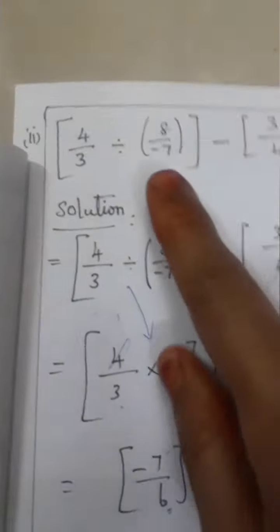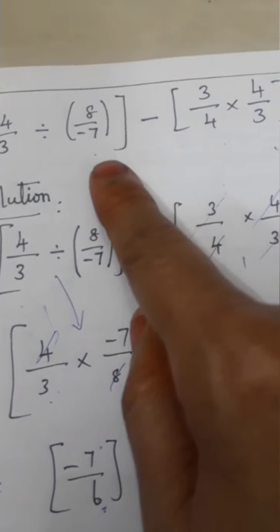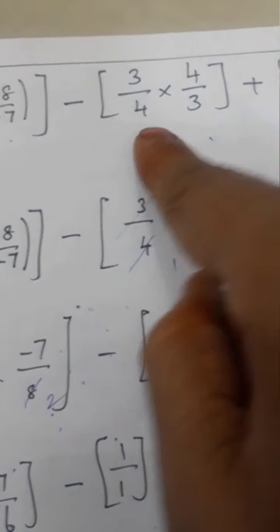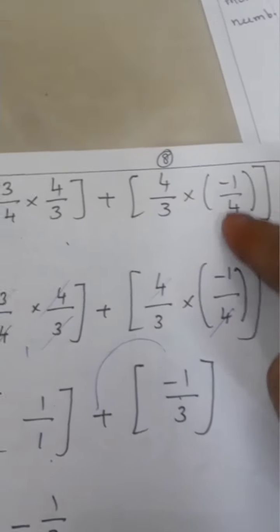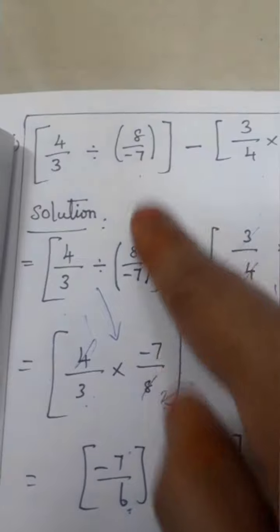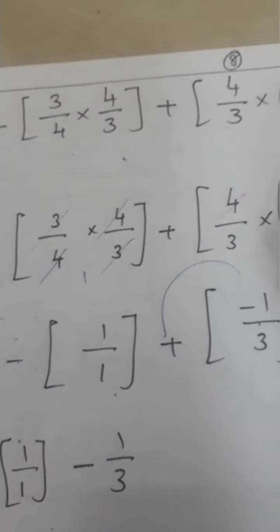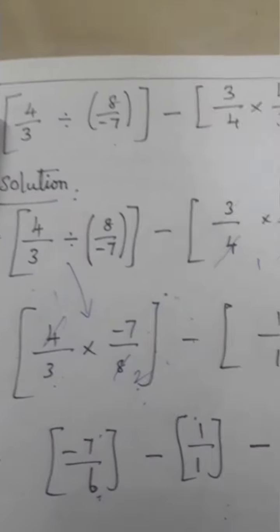4 by 9th Roman letter, second question. 4 by 3 divided by minus 7 by 8, minus of 3 by 4 into 4 by 3 plus 4 by 3 into minus 1 by 4. Write the same question. Next, what is possible? Strike out the numbers.